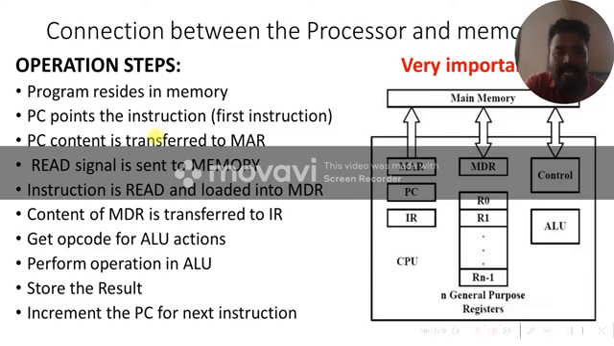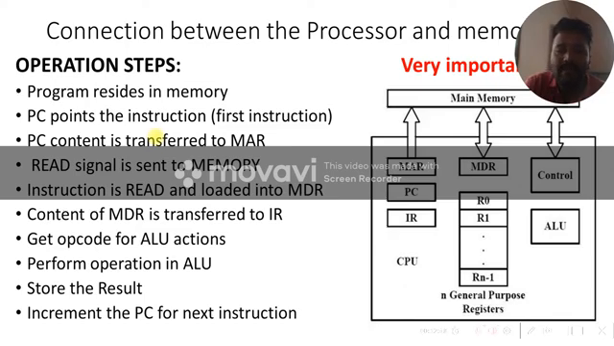The read or write signal is then processed and loaded into which register? The memory data register, that is MDR. Next, we are to process the content of MDR. That content of MDR is then transferred to the instruction register. We already know that the instruction register holds the current instruction being executed.